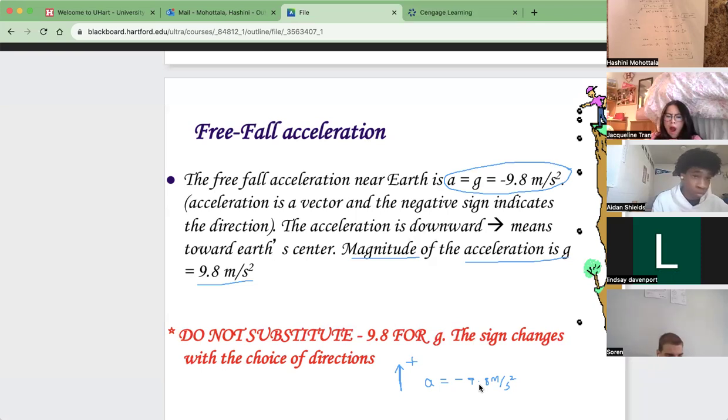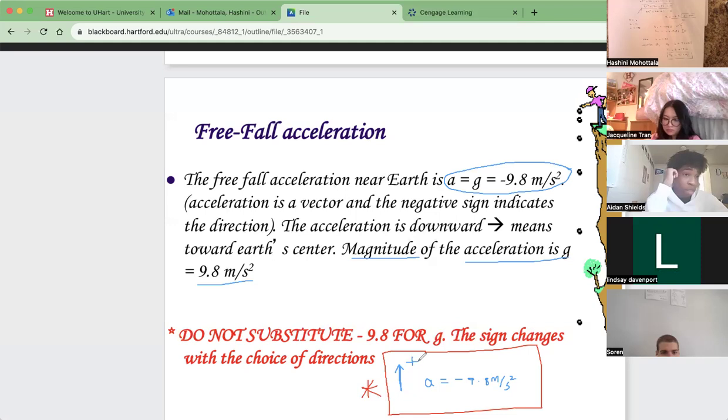But please know, I am going to take up as my positive direction. In the next couple of chapters where I discuss projectile motion, I will stick to this. So please put a big star next to this and draw this arrow pointing up as the positive direction, and write down the gravitational acceleration, if you want to call it a sub g, that's fine, equals negative 9.8 meters per second squared.